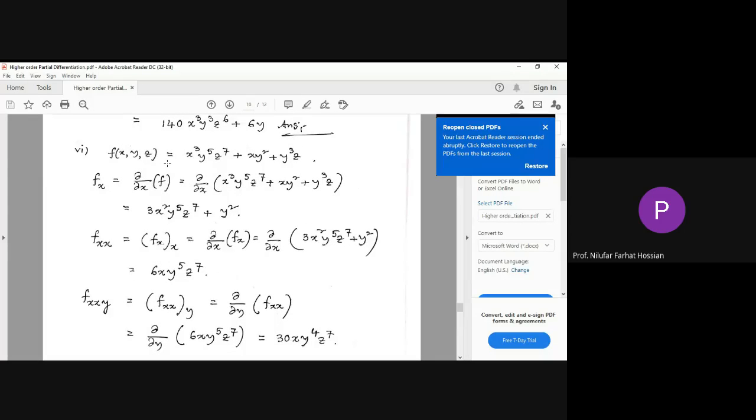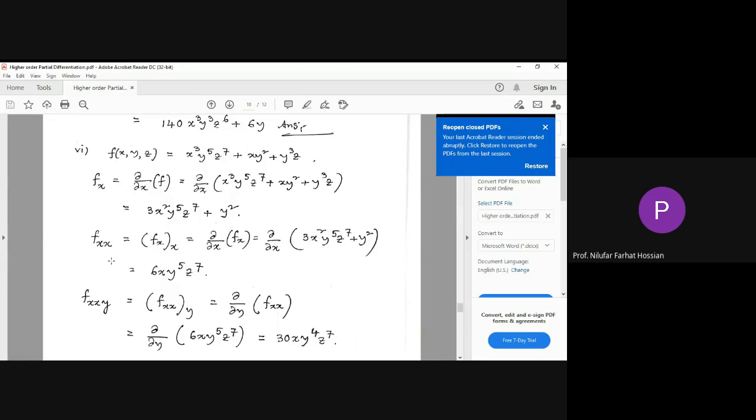F of xyz. So at first fx, it means del del x of f. So del del x of this whole thing. So you see this term does not contain any x, so it will give you 0. Here y to the power 5 and z to the power 7 will be constant, and for this x cube with respect to x, it will give you 3x square. So ultimately this term will give you 3x square y to the power 5 z to the power 7. And when you perform the differentiation with respect to x, this y square is a constant, and del del x of x is just 1. So there will be only y square.